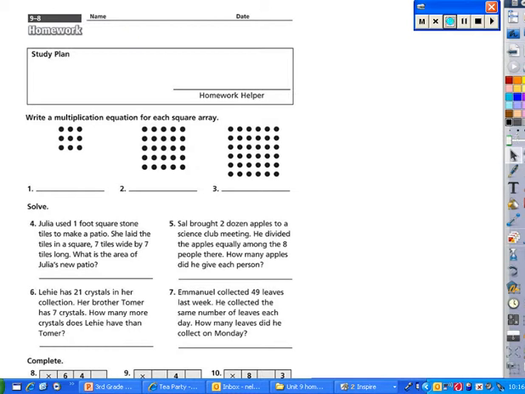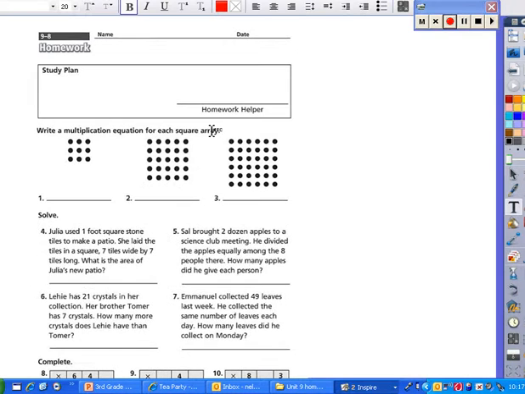Okay, this is homework 9-8. These are a lot of review for you to do, so they should be fairly easy. Number 1 says write a multiplication equation for each square array.